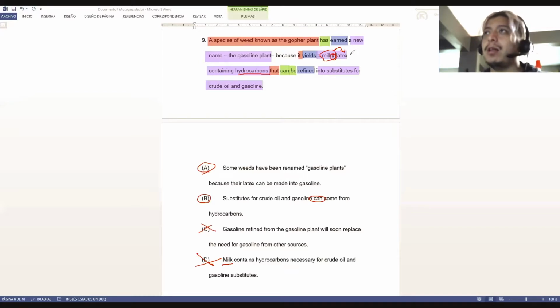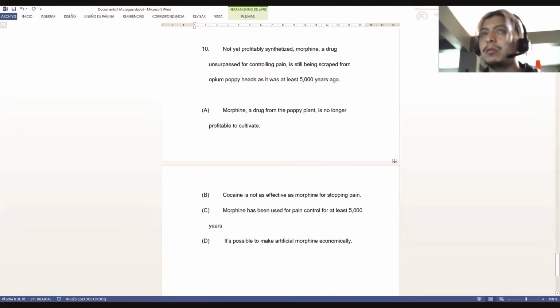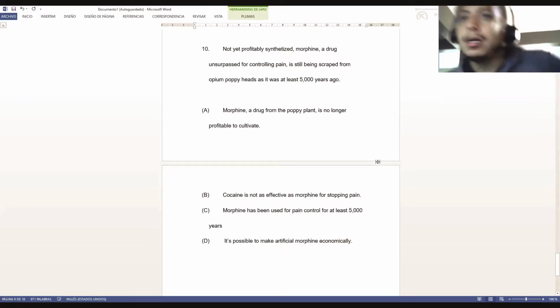This gasoline plant yields a milky latex, a latex that looks like milk, but not milk. There is no milk in this sentence. Milky is an adjective, not a noun, and this is a noun. So they are changing the use of the word, and therefore it just doesn't make sense. Nobody said this, okay? So one more, the final one. This has been long, but let's finish with the last one, so everybody's happy. At least I will be happy.